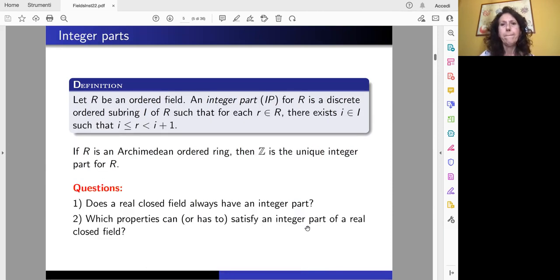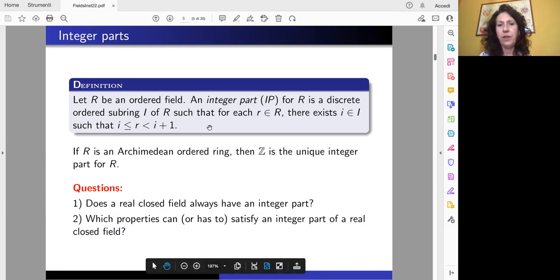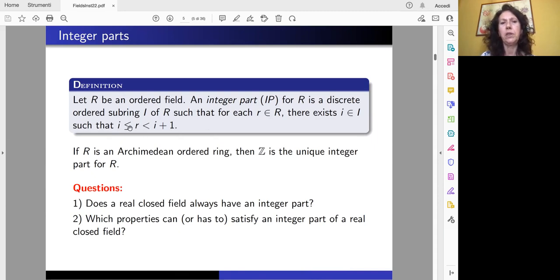So if R is an ordered field, an integer part, IP for short, for R is a discretely ordered subring I such that for any r in R, there exists an i in the ring I such that r is between two consecutive elements of I. And if R is Archimedean, then Z is the unique integer part.